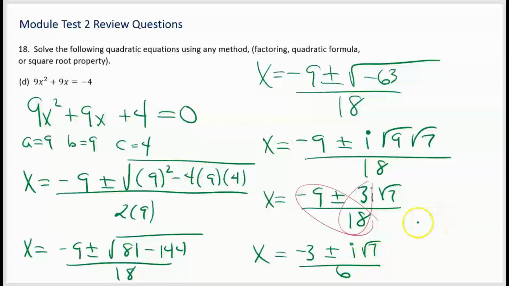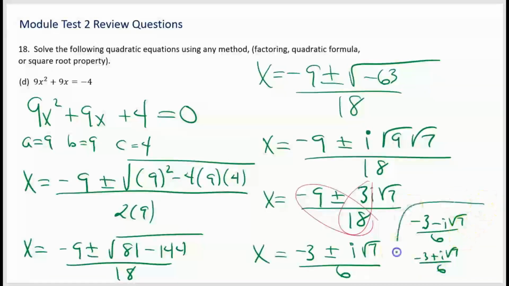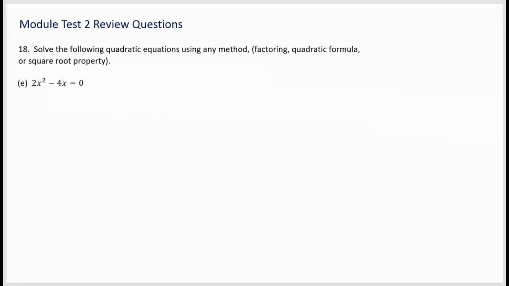And if I write these as 2 separate answers, it's negative 3 minus i square root of 7 over 6, and negative 3 plus i square root of 7 over 6. That's my 2 different x values. Now, this next problem, it'll factor.